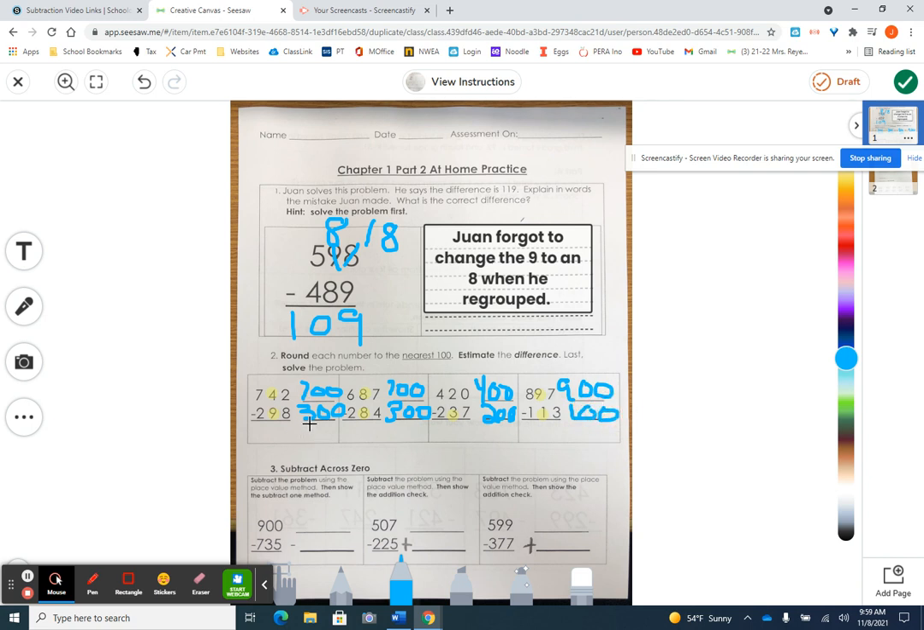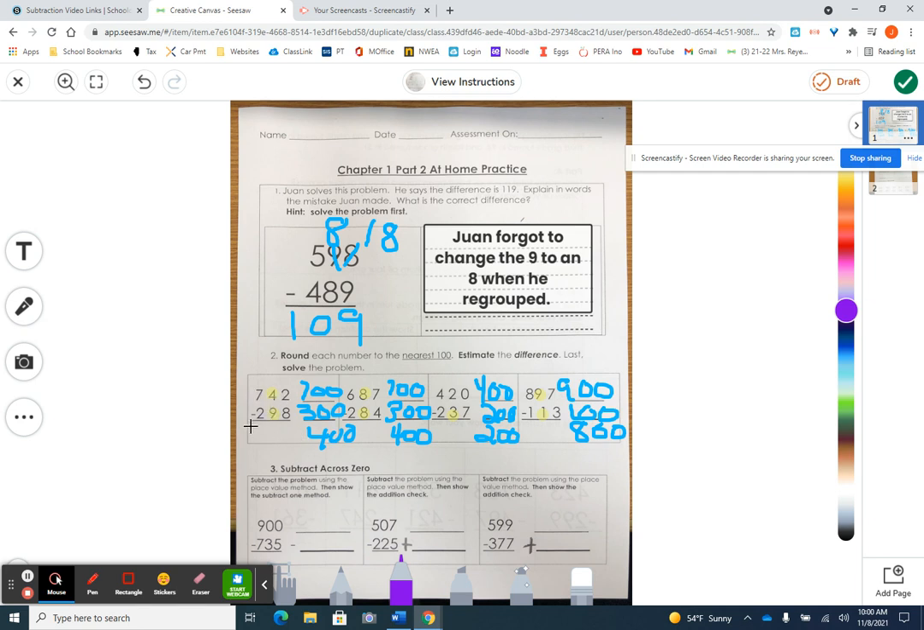So if I subtract my differences, 3, 4, 5, 6, 7, that's a 4. 3, 4, 5, 6, 7, this is a 4 again. And then 4 take away 2 is 2. And then 9 take away 1 is 8. So now all of my estimated differences have been done. Now I can go ahead and do my actual subtraction.